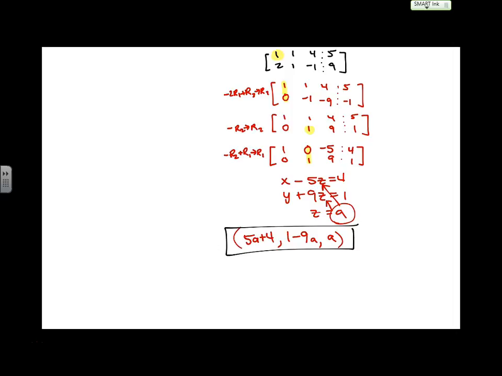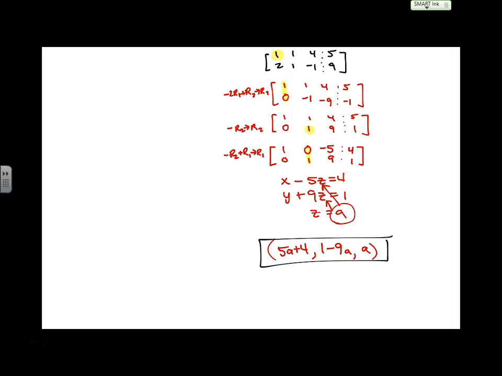What did I do? I took z equals a into both of the upper equations. I plugged in a, not 9, sorry, 4z. What's the 9? I plug in a for z. So x minus 5a, add the 5a to the other side. Y plus 9a, subtract the 9a to the other side.